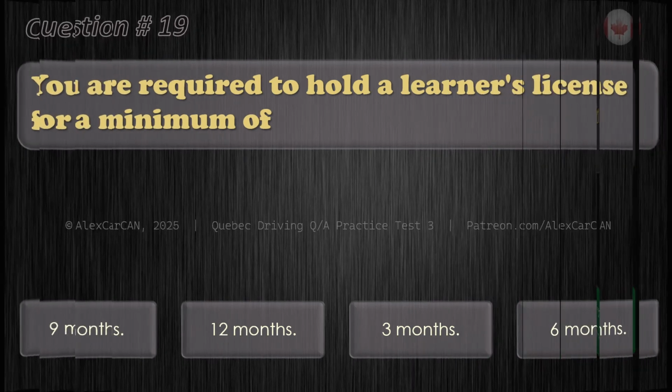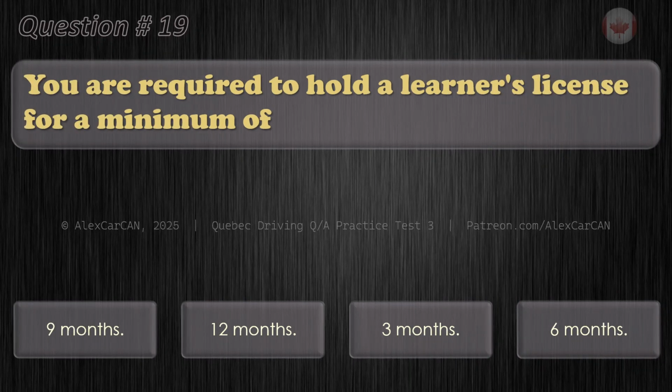Question number 19. You are required to hold a learner's license for a minimum of 9 months, 12 months, 3 months, 6 months. The correct answer is 12 months.